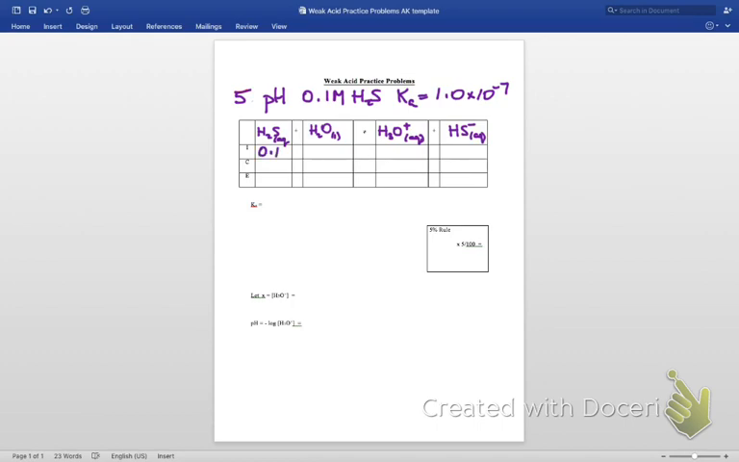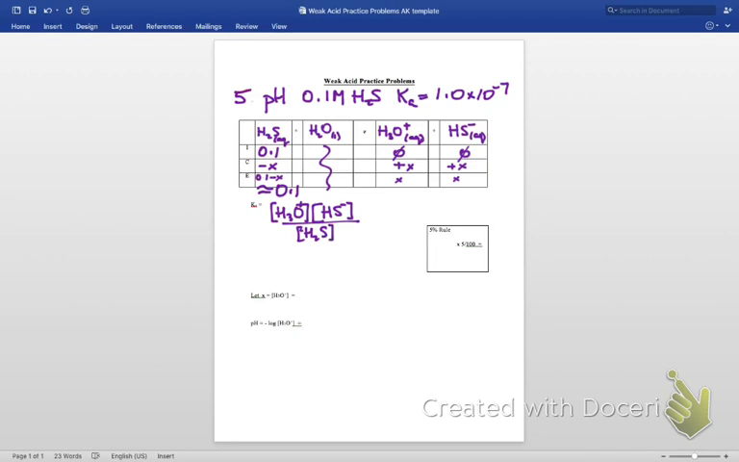The initial concentrations, 0.1. Do not worry about water, 0 and 0. Again, the change will be minus x for the acid, plus x and plus x for the ions. And the equilibrium concentration, 0.1 minus x, x and x. Let's hope that the thing works again, so let's make the approximation. So Ka, H3O+ concentration times the HS- concentration divided by H2S.